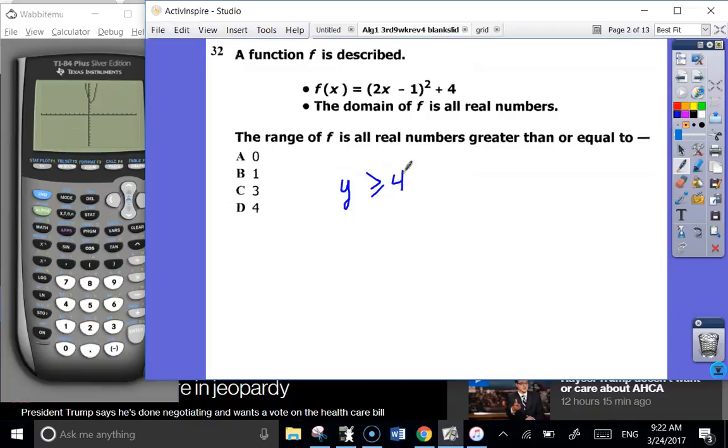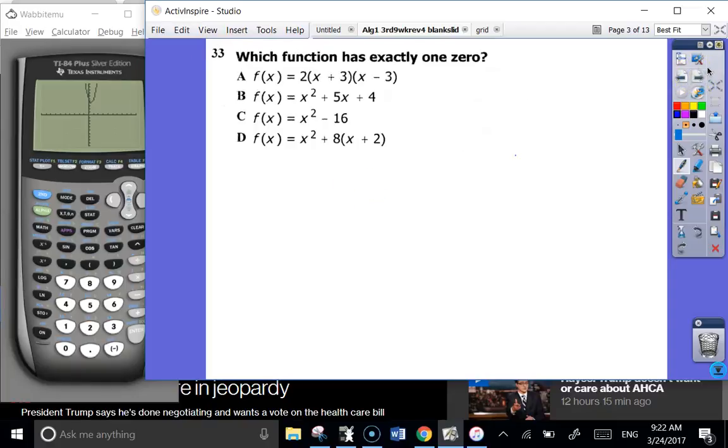To me, that's on the edge of what they ought to be really asking us here in this class. But okay, now, which function has exactly 1 zero? This is number 33.